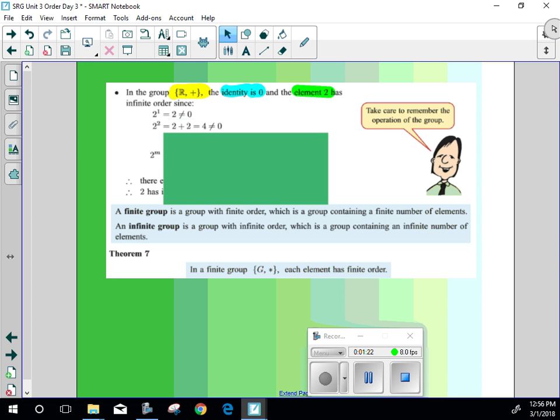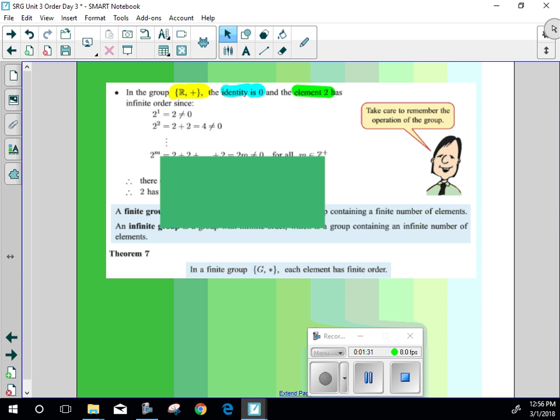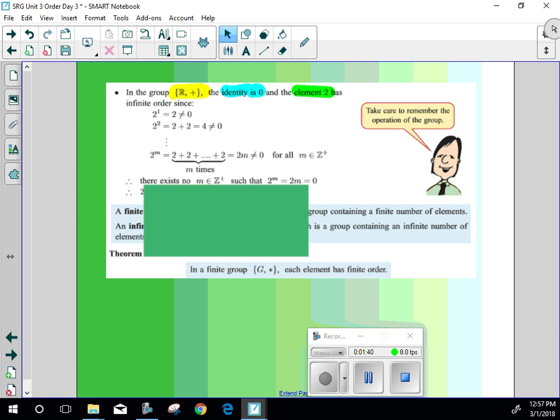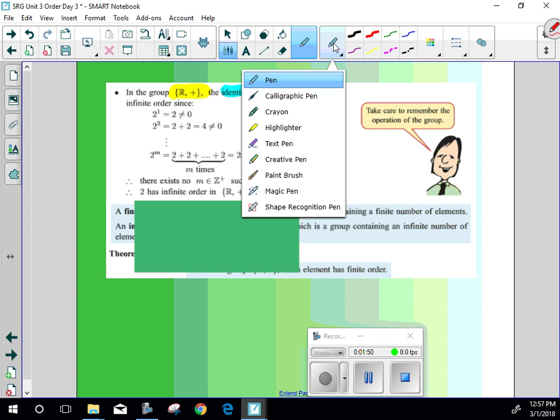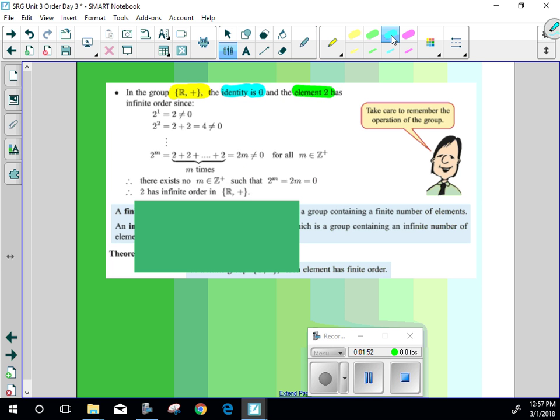What's 2 to the second without any mods? 2 plus 2 is 4. That's not 0. What will 2 to the third be? 2 plus 2 plus 2 is 6. That won't be 0. And so you keep going forever. You will never get 0 if you keep adding 2. So this is what we would call, there is no m such that 2 to the m, or 2 times m, equals 0. So we'd say 2 has an infinite order. And I don't see that happening very often, but it's nice to have a definition for it.